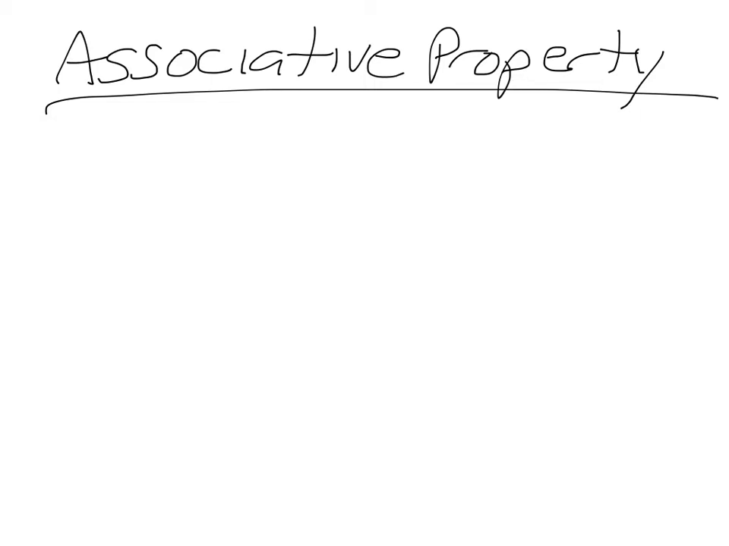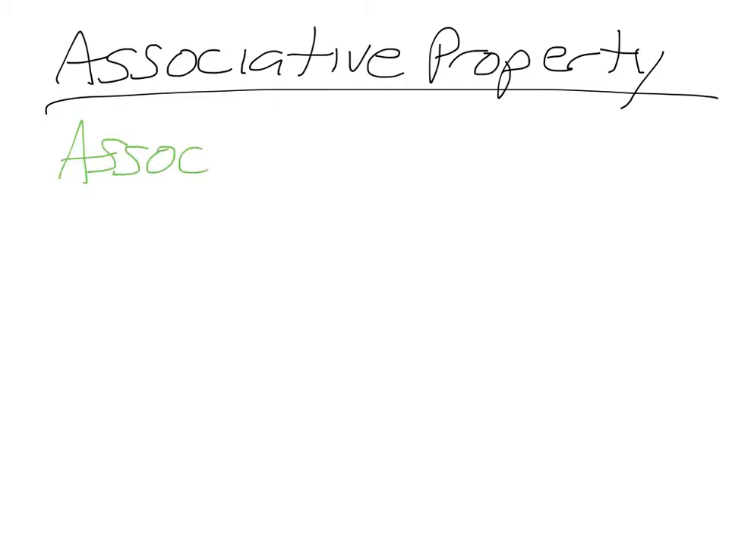The next property is the associative property. And on this one, when I hear associative, I think of association, or people I associate with, like my circle of friends. And it doesn't matter who I say hi to first, as long as I say hi to all of them. And that's kind of what the associative property says.